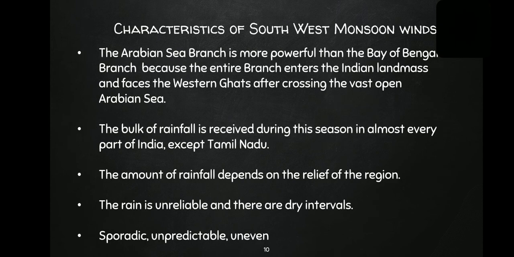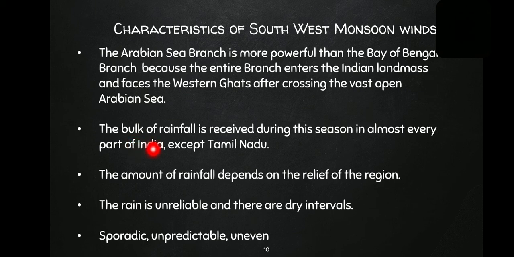So the general characteristics of southwest monsoon winds: the Arabian Sea branch is more powerful than the Bay of Bengal branch because the entire branch enters the Indian landmass, faces the Western Ghats after crossing the vast open Arabian Sea. From the Arabian Sea, it immediately reaches the west coast. That's the reason why the Arabian Sea branch is more powerful, because the Bay of Bengal branch blows for a long distance to reach the land, whereas the Arabian Sea branch immediately reaches the land.